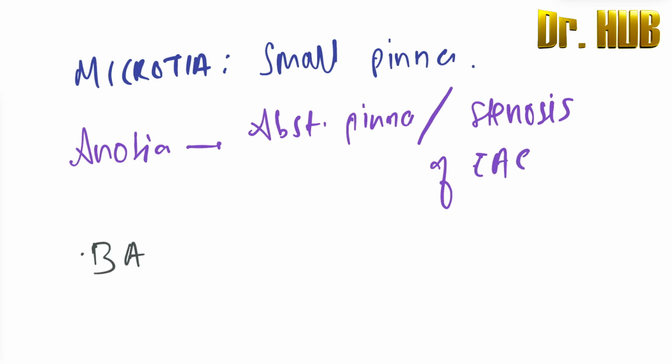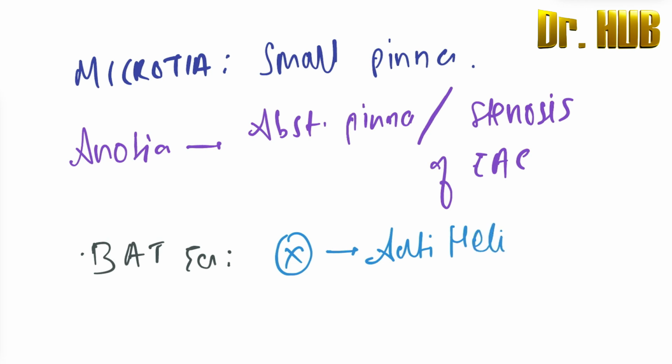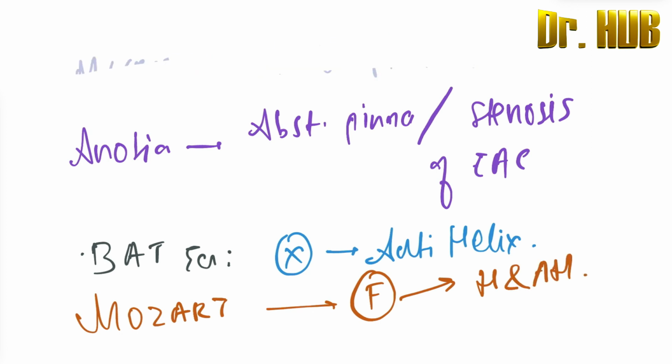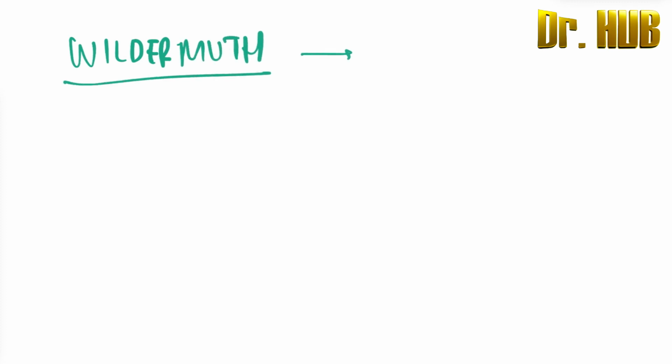Next is the bat ear. Bat ear is referring to the absence of the antihelix. Then comes Mozart ear. Mozart ear is for the fusion of the helix and the antihelix, that is H and AH. Then we look at the Wildermuth ear. So Wildermuth ear is nothing but absent helix, the absence of the helix.